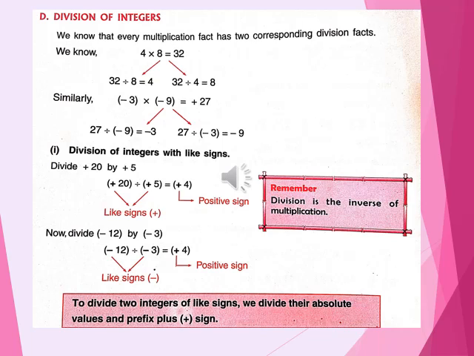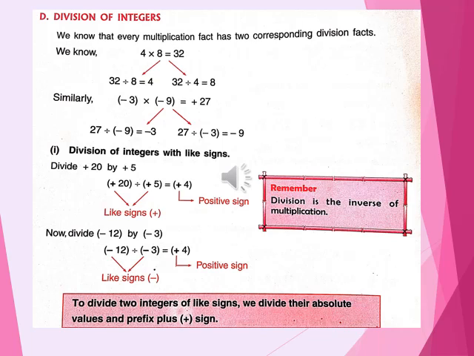Now we are aware that while doing the division of integers, multiplication is also related, because we can write a multiplication fact in two different ways as a division fact. See here, 4 multiplied by 8 equals 32. This is the multiplication fact. Now using the same numbers to write the division, 32 divided by 8 equals 4, or 32 divided by 4 equals 8.